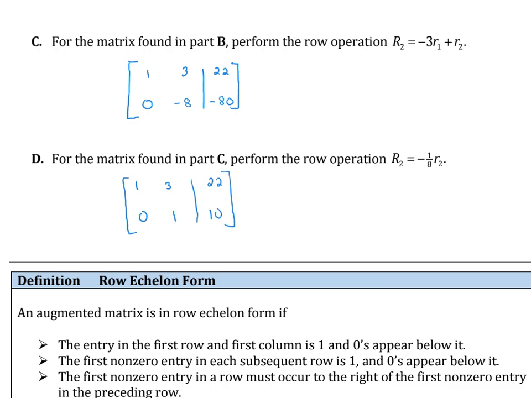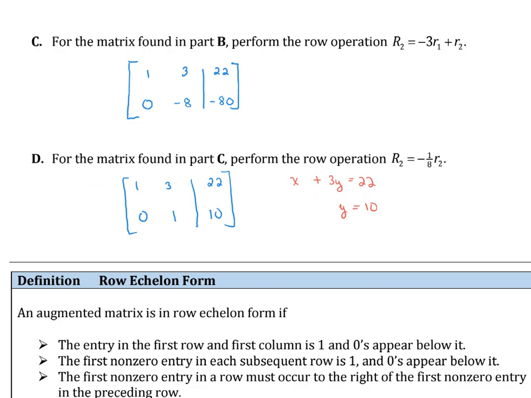Now let's take a look at what we've obtained up to this point. If we convert this back to our system, we'd have x plus 3y equals 22, and y equals 10. So it would be easy to find out what x is through back substitution. 10 substituted back in for y would be x plus 30 equals 22. x would equal negative 8.